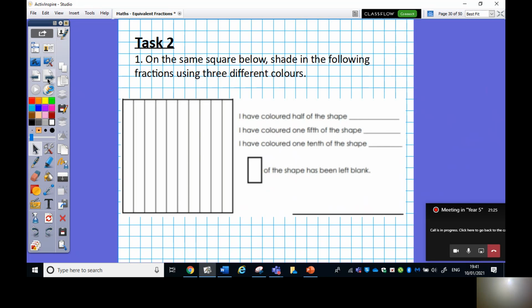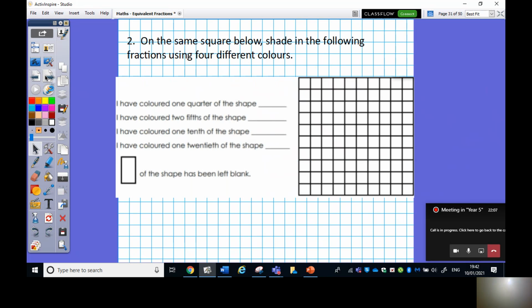So this is your second task. On the square below, we're going to shade the following fractions using 3 different colours. You're going to shade all of these fractions in the same square. So you're going to colour half of the shape. You're going to shade 1/5 in a different colour, and then 1/10 in a third colour. Then I'd like you to write down what fraction of the shape hasn't been shaded and been left blank. I'd also like you to write the equivalent fractions below over here.